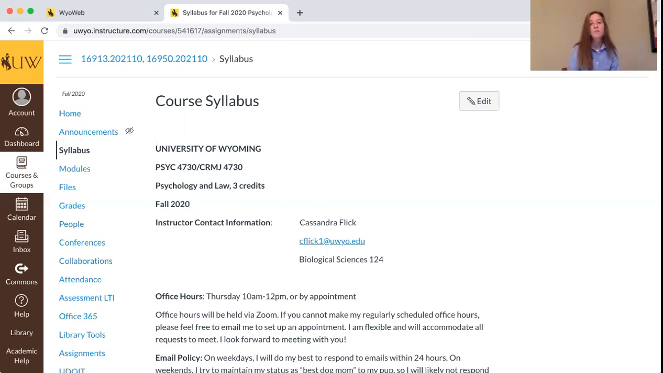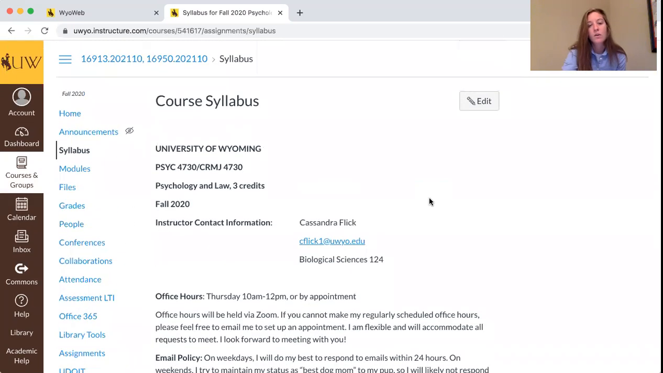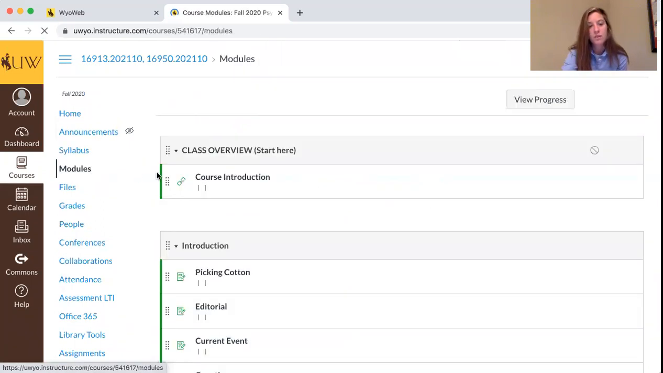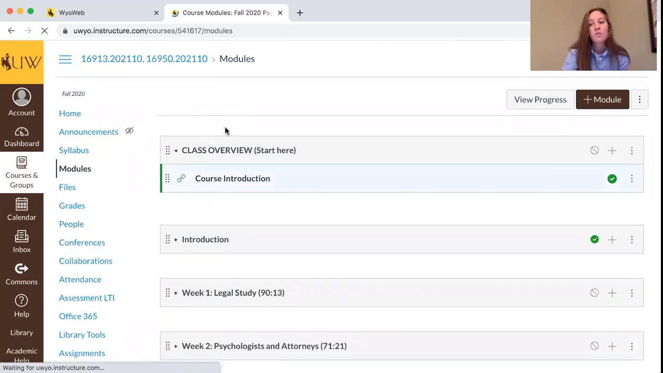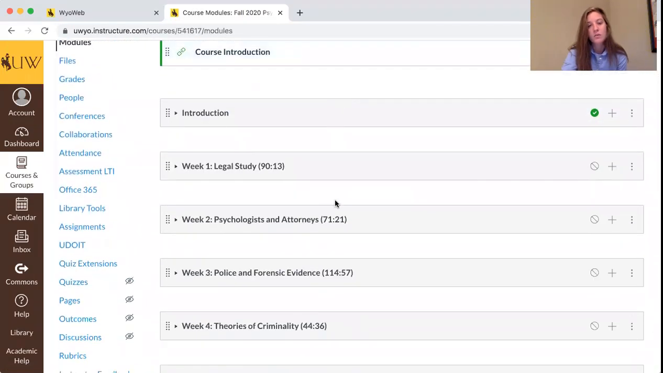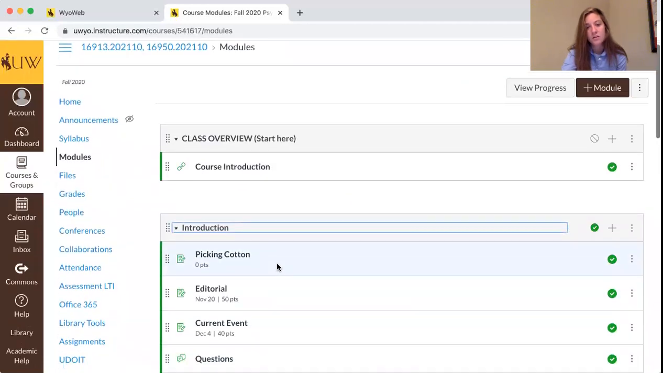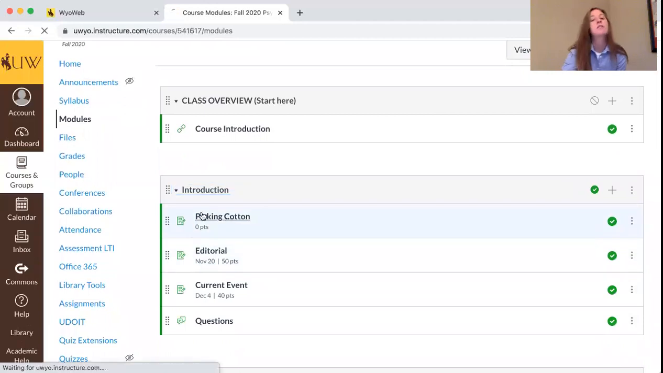Other than that, I wanted to show you the layout of YO courses here. So we're on the syllabus page, and while this is helpful for general information, where you're going to find the majority of the materials that you need for this course is going to be in this modules tab. Right now we're in my view, so your view will look a little bit different, but I just wanted to give you an idea of what to expect. So right here, we'll just start in the introduction. So if we click on this, Picking Cotton.